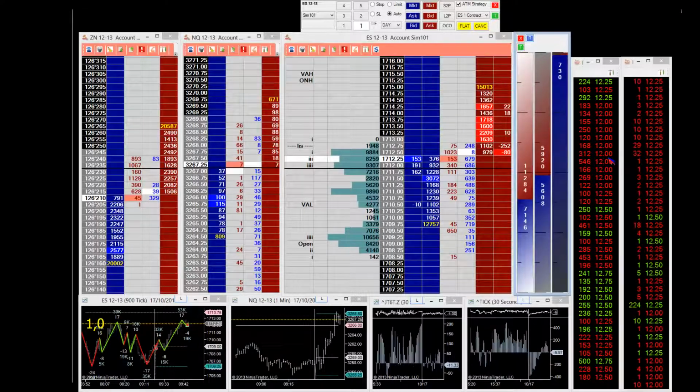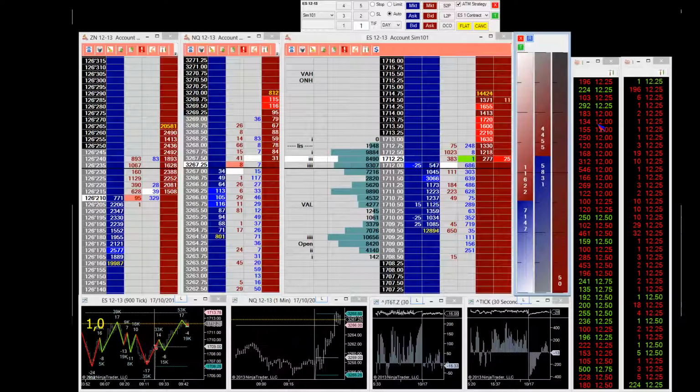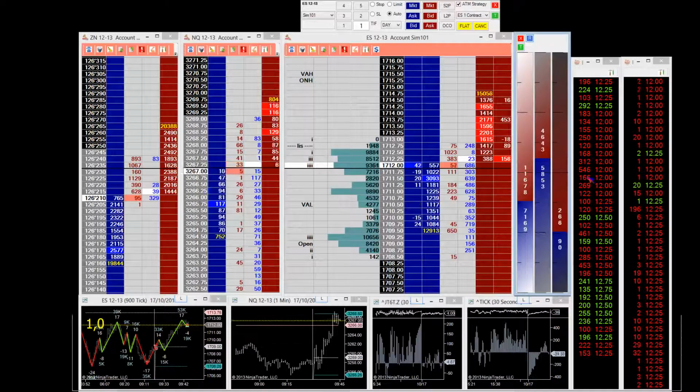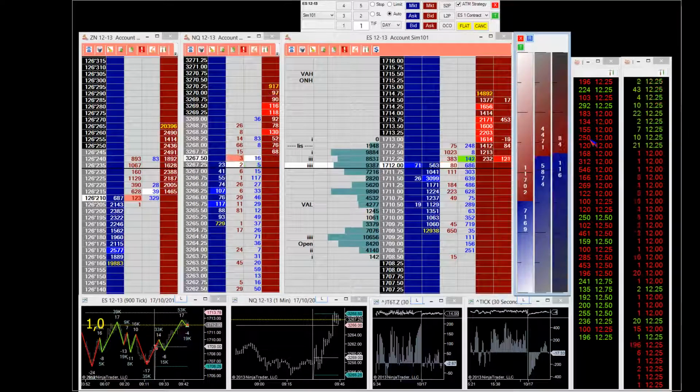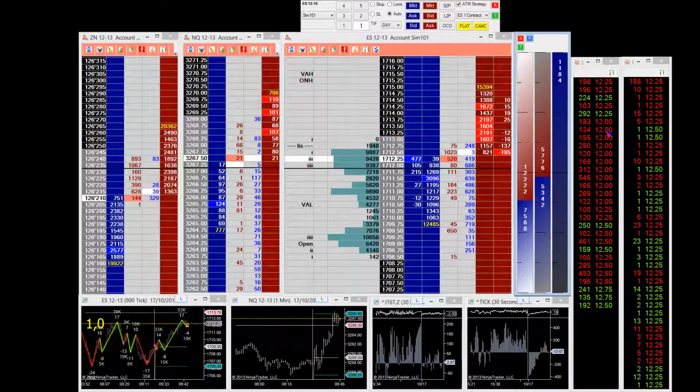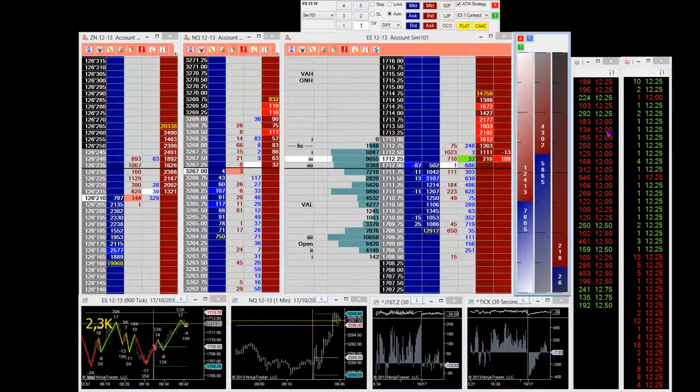I will use the filtered time and sales for contracts larger than 100. And what we can see if we look at that, from 12.25 down to 12, is we had a whole series of large trades hitting into the market, large sell market orders, and the market could not move down. So if you're in a short position and you see all of these sell market orders, but price doesn't move down a tick, those sellers are getting trapped.